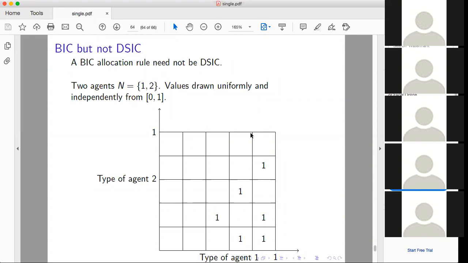We don't need to worry about where agent 2 is winning. I want to point out here that this particular allocation rule is not non-decreasing, because look at this particular type of agent 2. As we increase agent 1's type, we encounter 1 once and then 0 again. So it's non-monotone in this region, right? So agent 1's allocation probability is decreasing in this region.